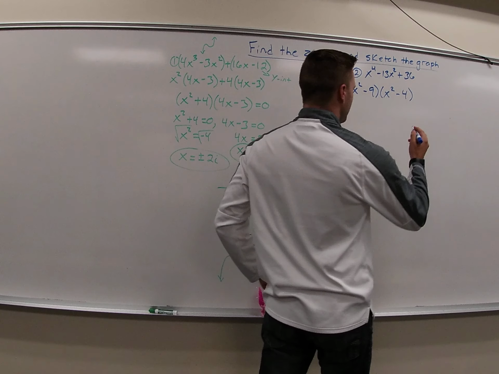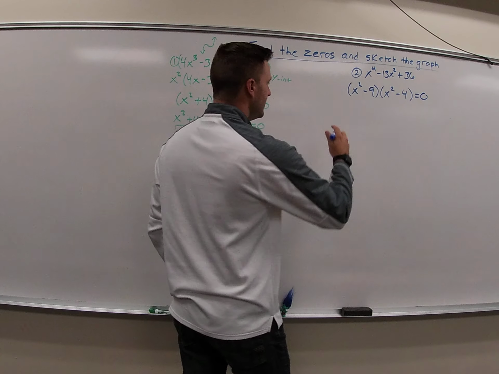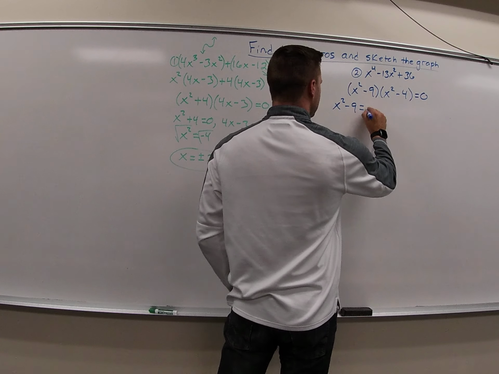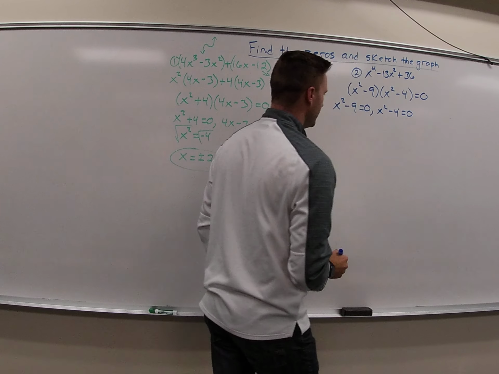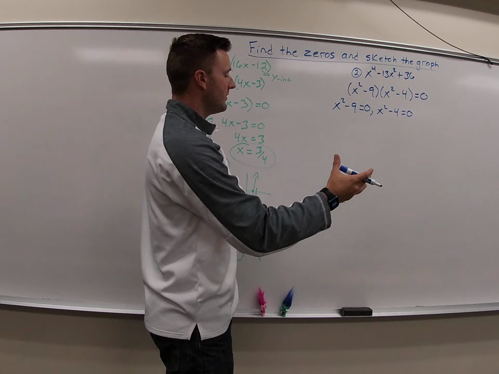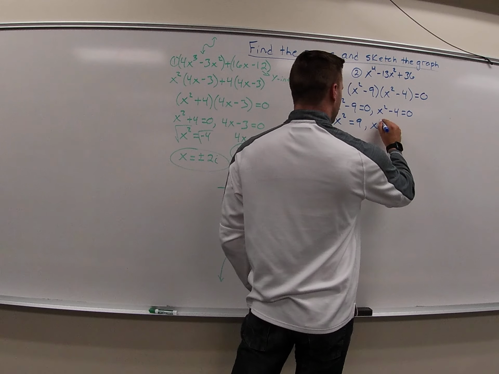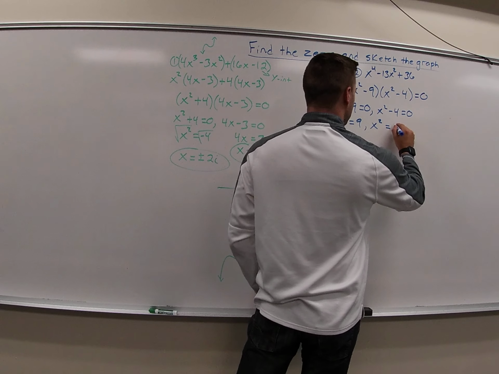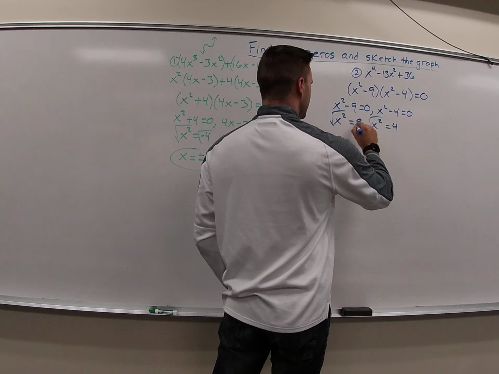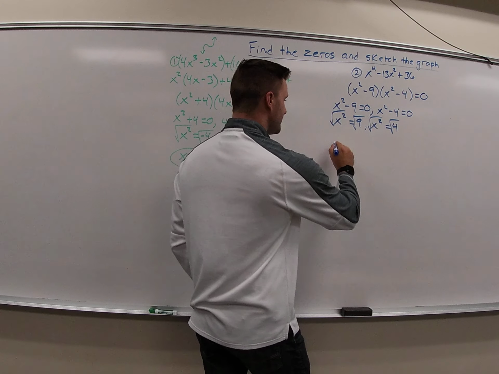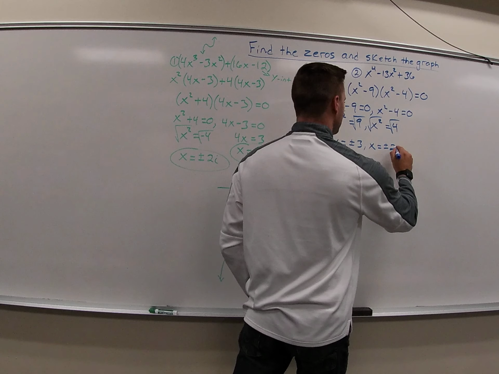But remember that we need to find the zeros. So we're going to set it equal to 0 and solve each factor individually. So I'm going to take x squared minus 9 and set that equal to 0, and then x squared minus 4 and set that equal to 0. From there, I'm going to solve for x. So I add 9, and I get x squared equals 9. And here, after I add 4, I get that x squared equals 4. So to undo our squaring, we're going to take the square root of both sides. And here, don't forget the plus or minus. I get plus or minus 3 and plus or minus 2.